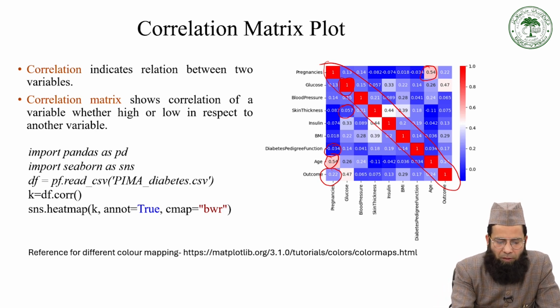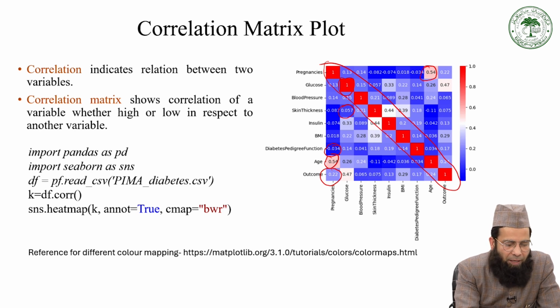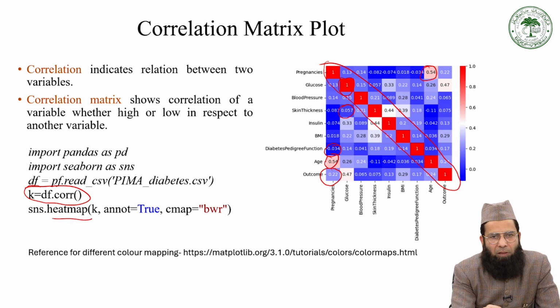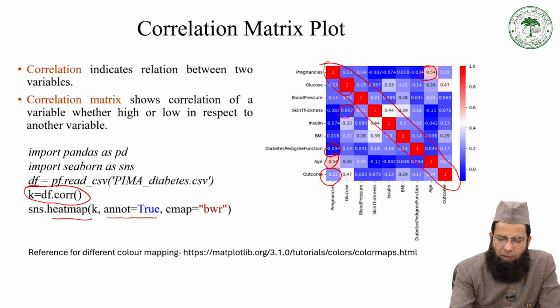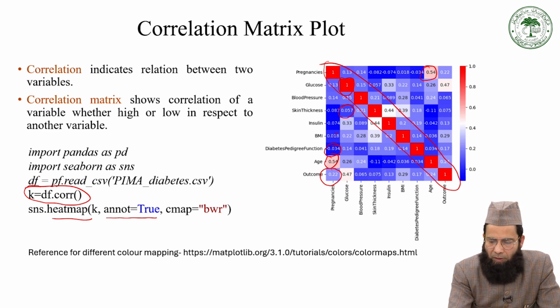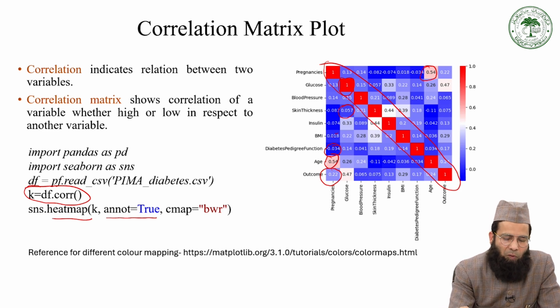Now first I need to find out the correlation of each and every attribute. For that purpose, I would use this correlation method, and then I would use a heat map to draw the correlation matrix. Here you could say annotation is true. Annotation means it would give you these individual values between -1 to 1. If annotation is false, then these values would not be displayed. Only the cells would be visible, but the values would not be visible.